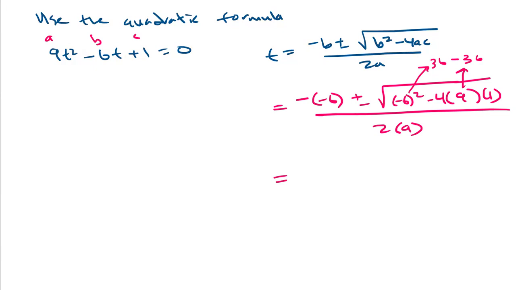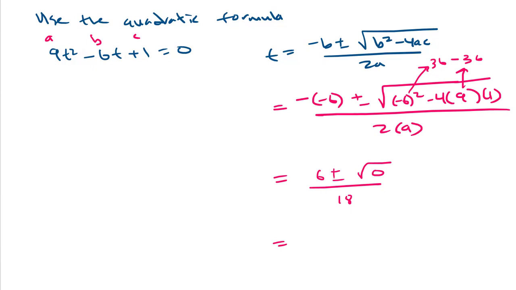All right? So negative negative is a positive, so I'll have 6 plus minus, and again, we get 0 in the radical, divided by 2 times 9, which is 18. Okay? So again, the square root of 0 is just 0. So that means you'll have 6 plus minus 0. So that part is just eliminated.